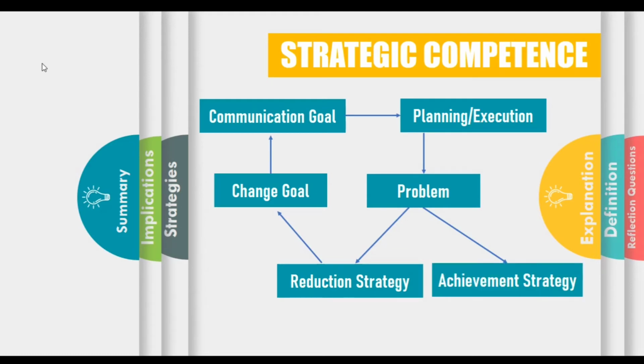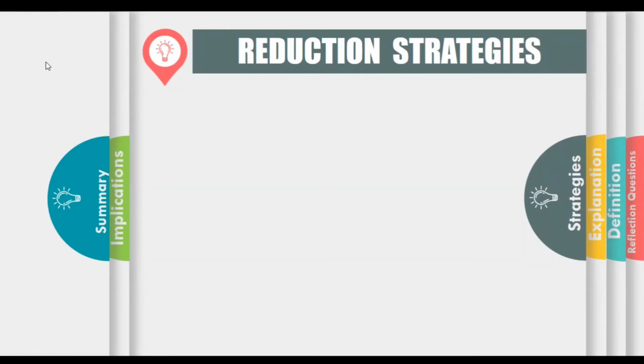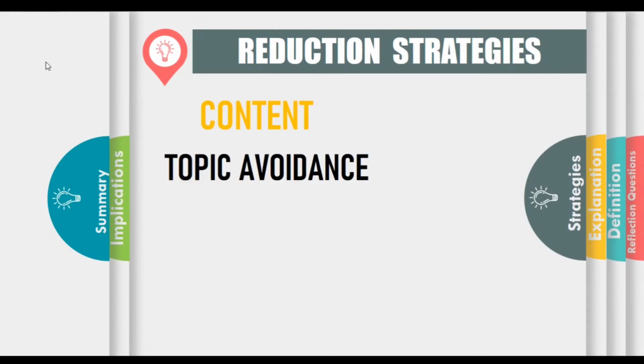On the other hand, we can decide to keep our goal but develop an alternative plan. We adopt an achievement strategy. We take the risk and expand our communicative resources. We adjust our means to our ends. Here are some examples of reduction or avoidance strategies. Reduction strategies can affect the content of our communicative goal. We are all familiar with the essential strategy of avoiding a topic. That is when we do not feel confident to talk about it.